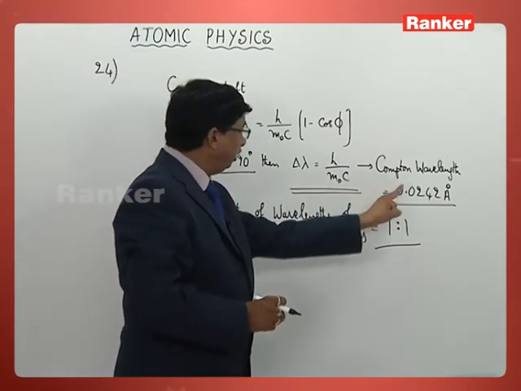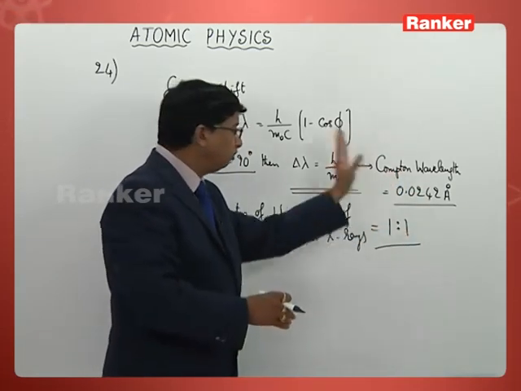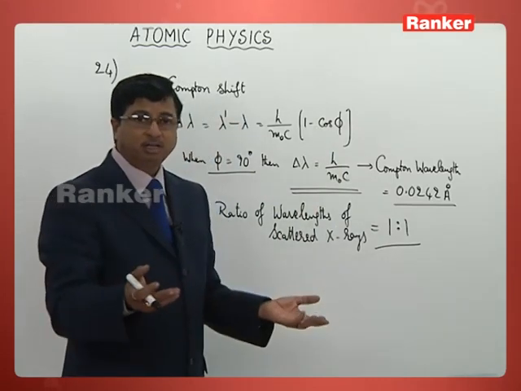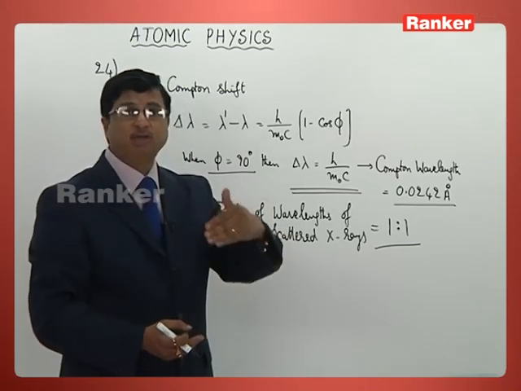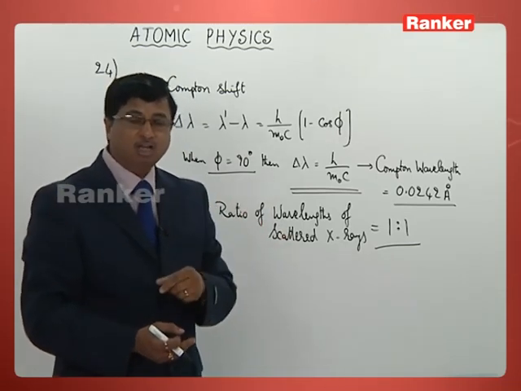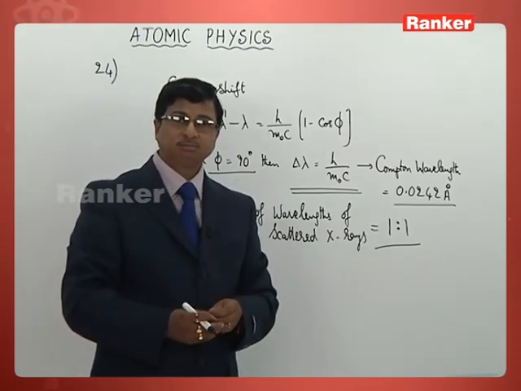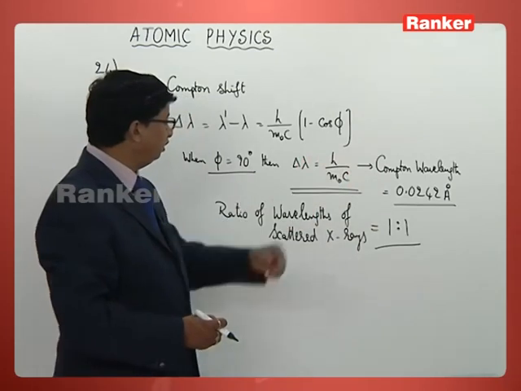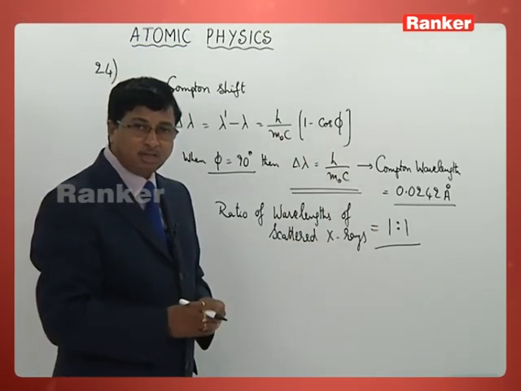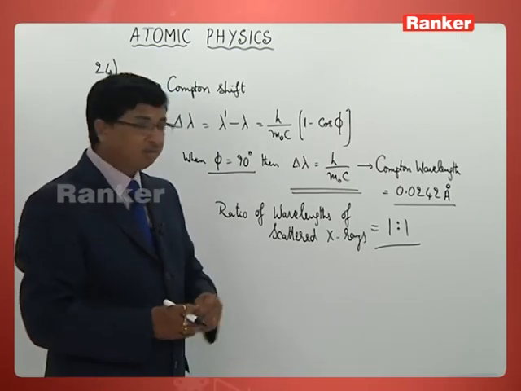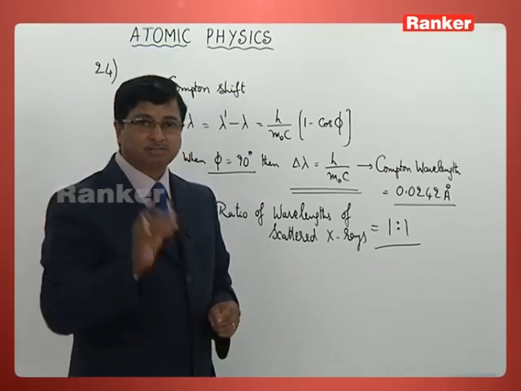Delta lambda is 0.0242 angstroms for the carbon block as well as for the zinc block. Let the block be anything, it is all immaterial for this. It is independent of the value of Z of the material which is used in the form of a block to scatter these X-rays. So you can understand this value is not going to depend on the nature of the material used as a scatterer. Therefore, automatically the ratio becomes 1:1, nothing else.